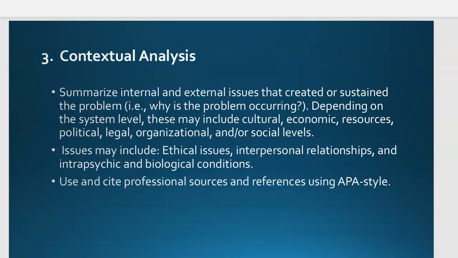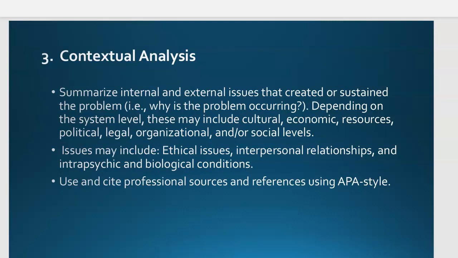So this is where you're going to provide a snapshot or a picture of the context. What's going on here? What are the important factors that we need to take into account? What are the issues that are directly related to the problem that you've identified?